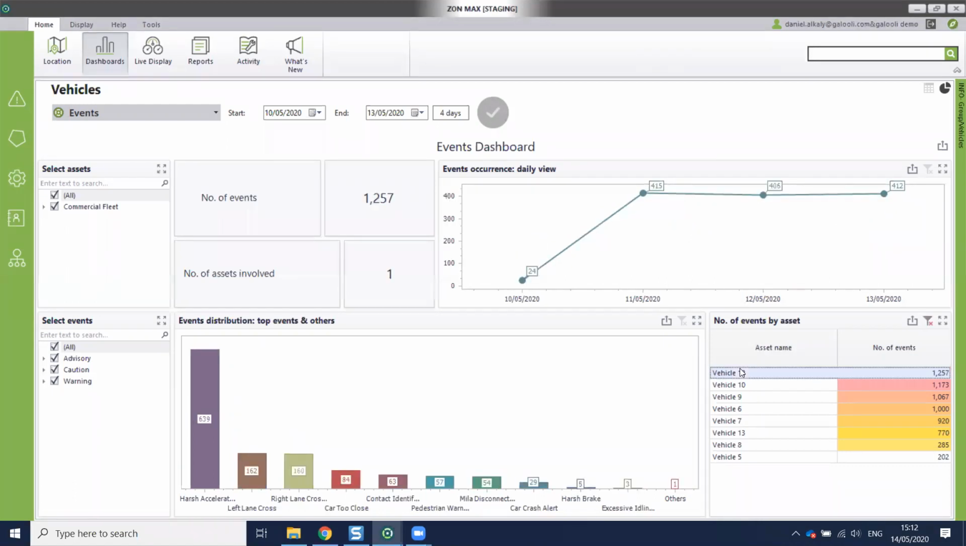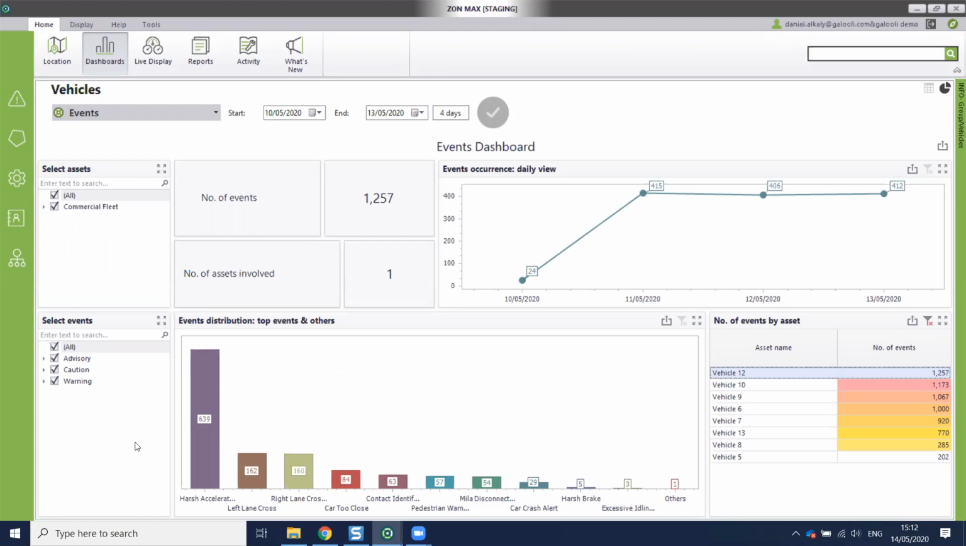changed. Okay, the number of events went down here to 1,257. This is reflecting one vehicle. It's fine because I chose vehicle 12, and I can see here that the major issue we have with vehicle 12, and it's very, very abundant and clear, is the harsh acceleration. This vehicle has triggered in 4 days 639 events of harsh acceleration.